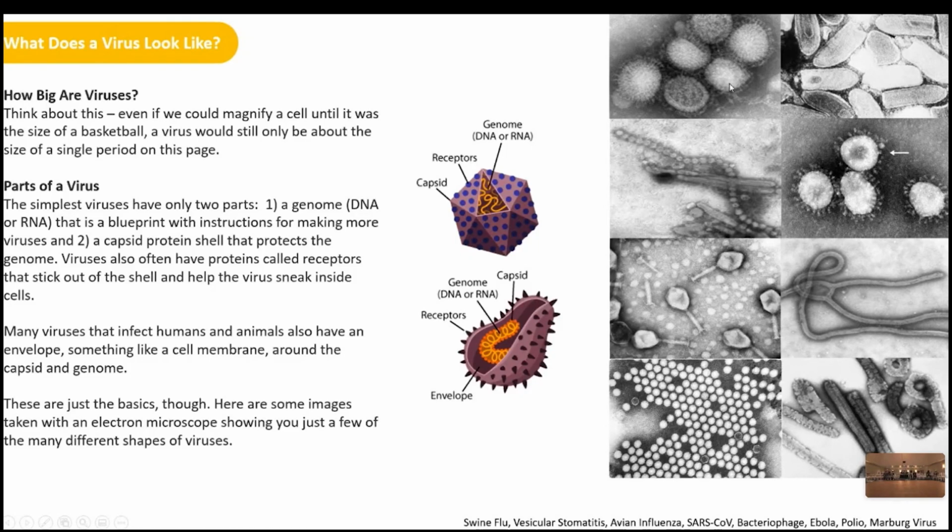So above right here is swine flu. We're going from the top left over to the right and then down again. Swine flu, vesicular stomatitis, avian influenza, this little guy, SARS-CoV. One of my favorites to look at because it's really interesting. Normally when you think of a virus, most people think about a bacteriophage. It almost looks like a spider that latches out and hooks onto something. We have Ebola. We've got polio, which has a very interesting shape and is very uniform. And lastly, Marburg virus, which is one thing you definitely don't want to deal with.